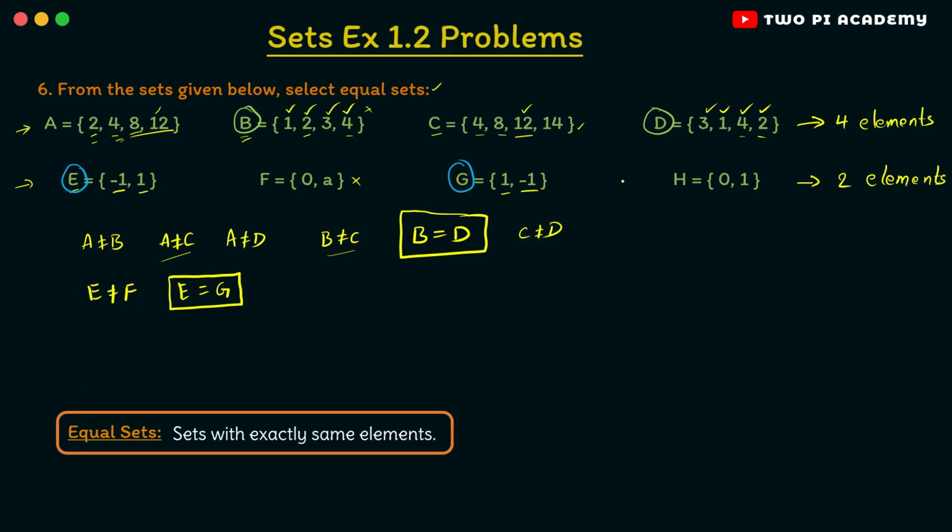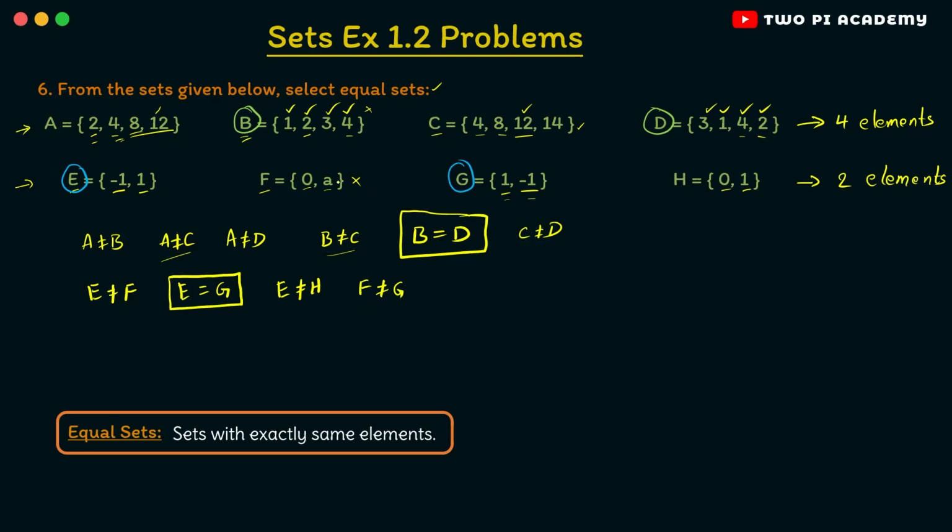So now E and H. E has the elements -1 and 1. H has 1 but -1 is not in this, and 0 is also not in E. So E is not equal to H. So it is done. Now we will compare it with set F. Clearly you don't have to compare it with E because it's already done. And then F and G you can compare. F has the element 0 and A. G does not have both of them, so therefore F is also not equal to G.